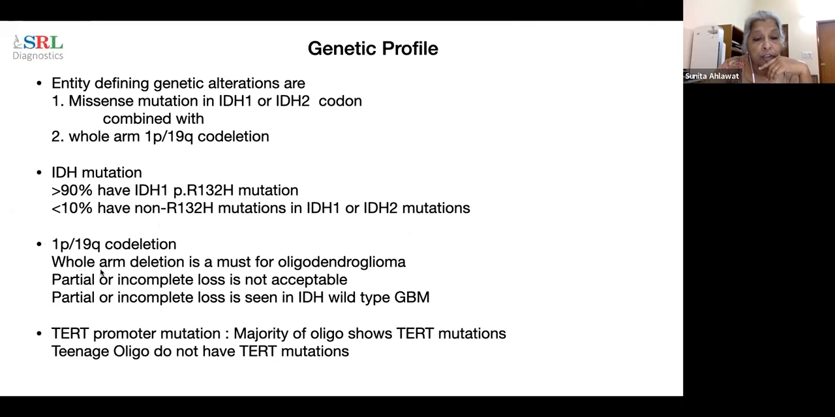1p19q codeletion has to be whole arm deletion, because partial or incomplete loss is not acceptable for the diagnosis of oligodendroglioma. Partial or incomplete loss is seen in IDH wild type glioblastoma. TERT promoter mutation: the majority of oligos show TERT mutation, however, the oligodendroglioma occurring in teenagers lack IDH mutations.